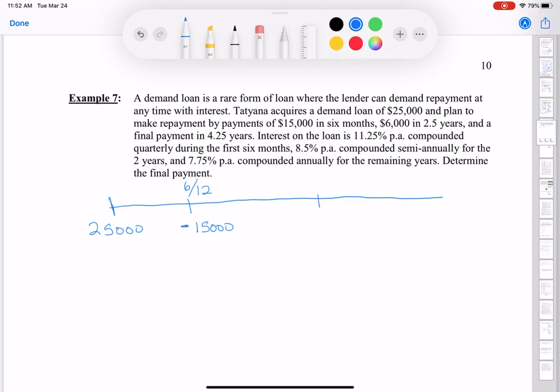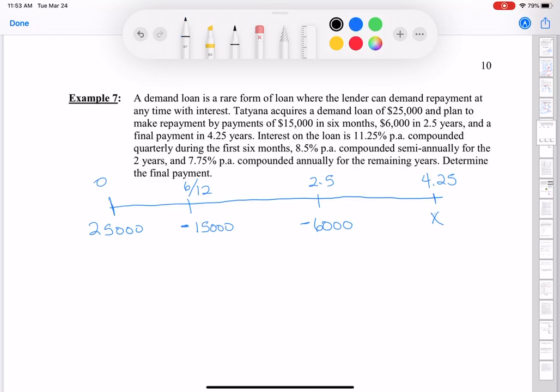And then in 2.5 years from time 0, she plans to make another payment of $6,000. And then at the end, in 4.25 years, she plans on making her last payment, but we don't know what that last payment is. We don't know how much she's going to owe after she has made those first 2 payments and interest has been added onto the loan. So this is very similar to the last example that we did.